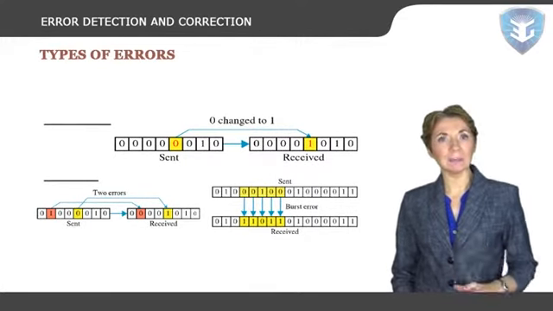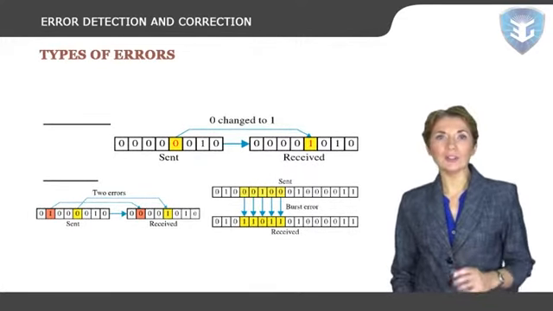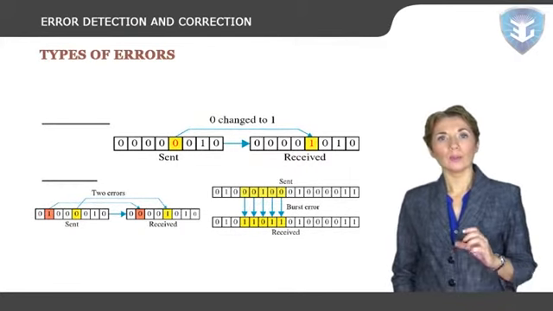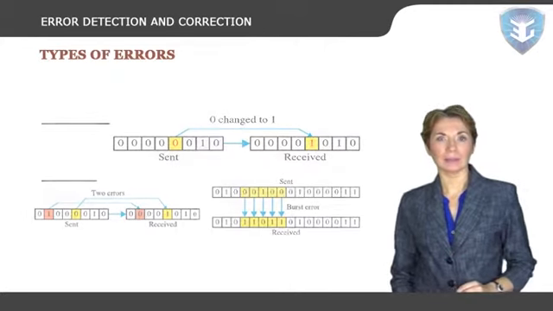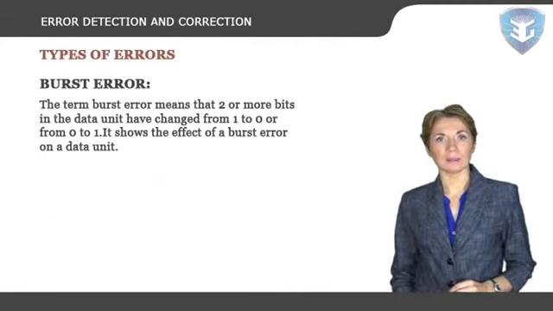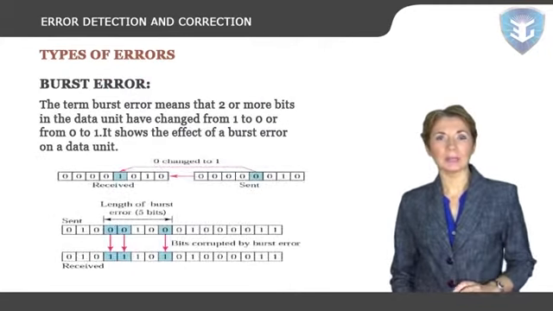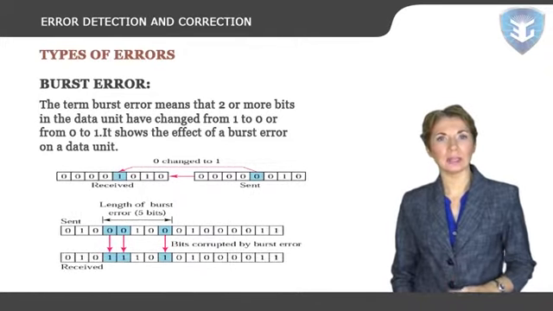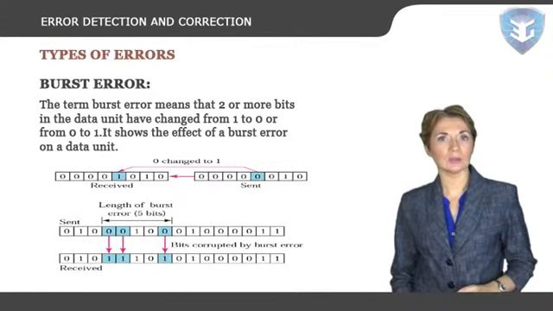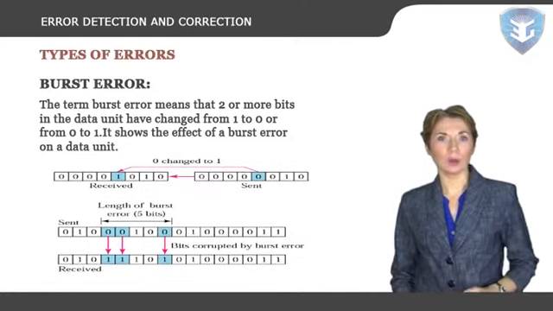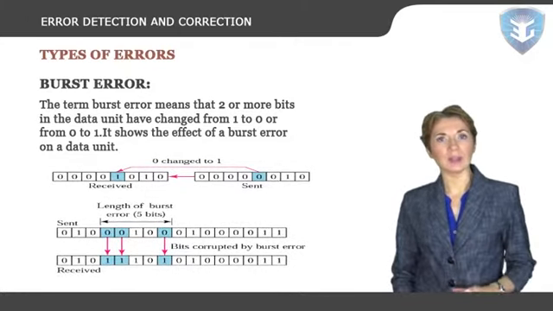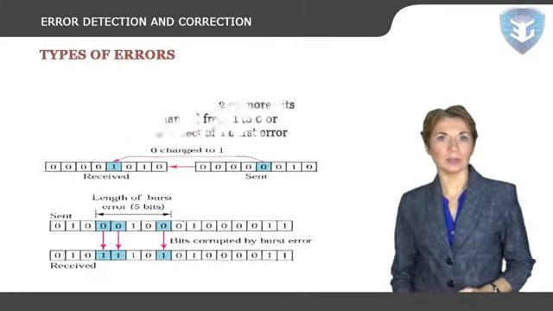To understand the impact of the change, imagine that each group of 8 bits is an ASCII character with the 0 bit added to the left. Burst error: the term burst error means that 2 or more bits in the data unit have changed from 1 to 0 or from 0 to 1. It shows the effect of a burst error on a data unit.